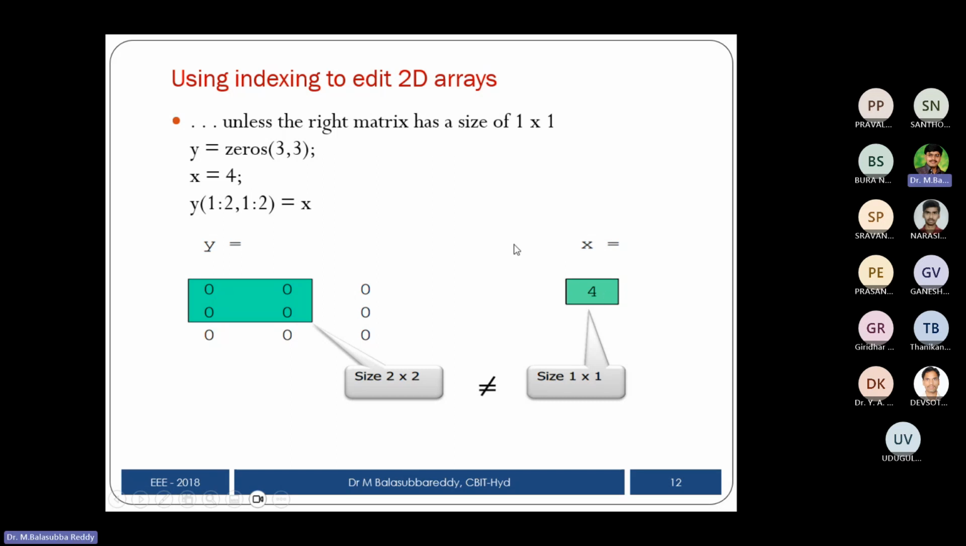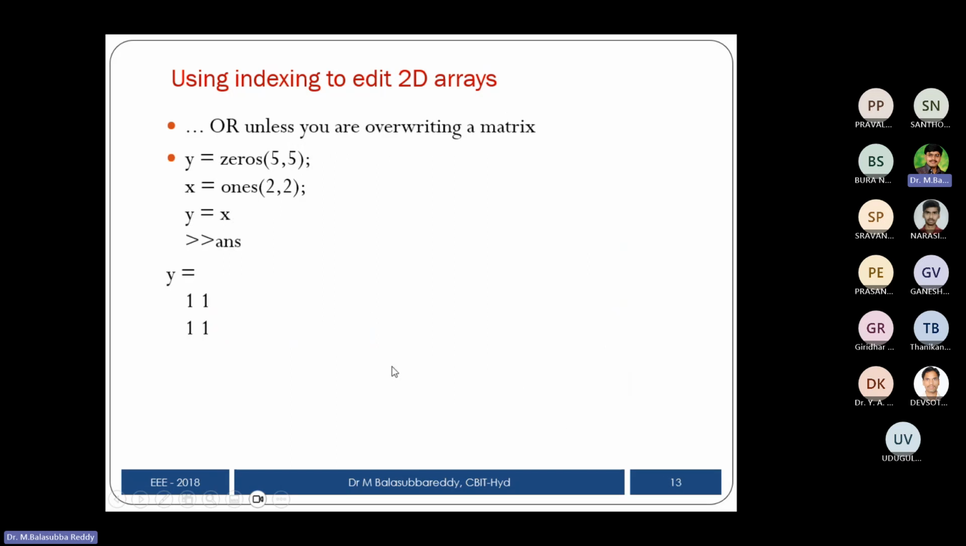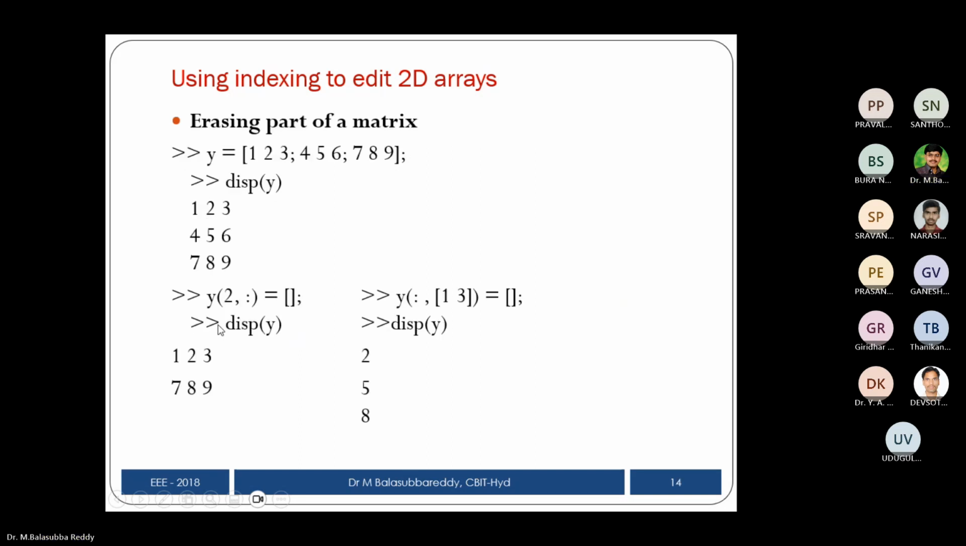X is given 4. This 4 cannot be assigned to that position. That's why it is not possible. And now we can see directly, if I do not specify anything and I assign, then it overwrites the y. So whatever 5 by 5 matrix is there, you are assigning directly to x. So y will be replaced with only x, not the total. Y will vanish directly. Only the x value is assigned to y. So it will be overwritten, and y will be equal to x only. Now we can see the given y matrix will display like this.